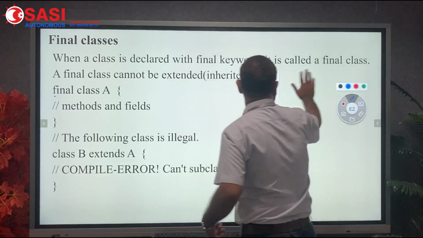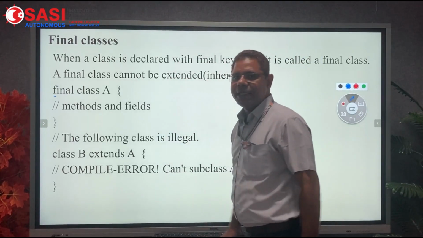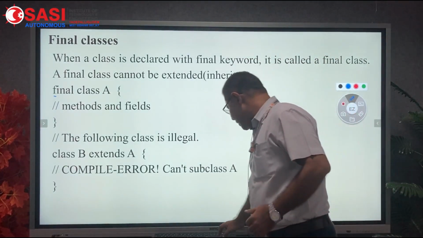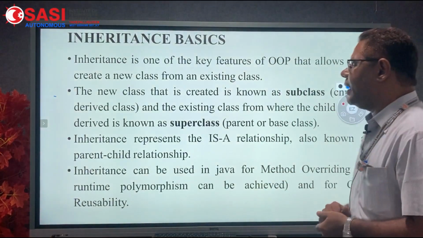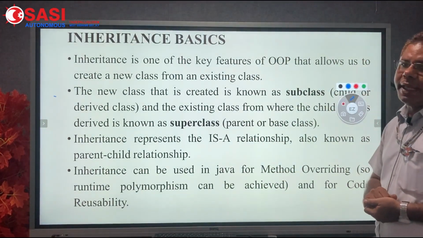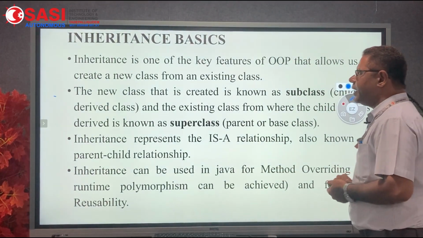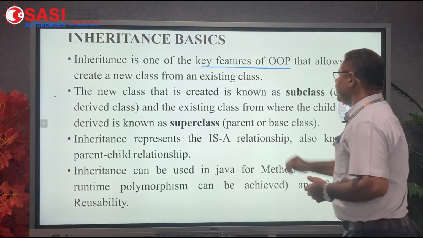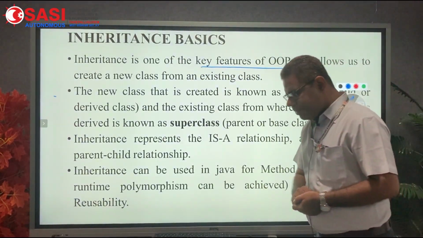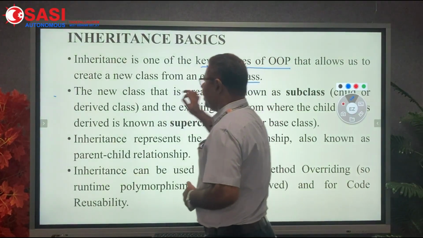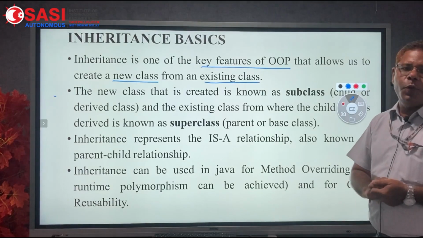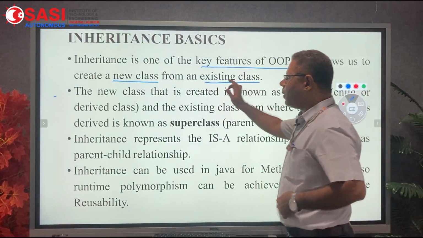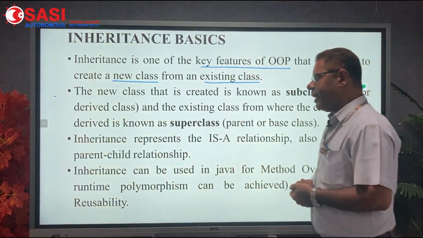So this is the basic idea about the final keyword and the static keyword. Now we can see the concept of inheritance basics. What is inheritance? What are the advantages of inheritance? Inheritance is a key feature of OOP. That means we can use the existing class properties in the new class. So using inheritance, we can use the existing class properties in the new class.